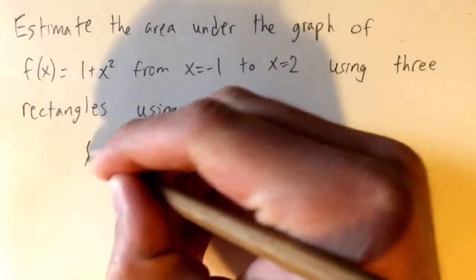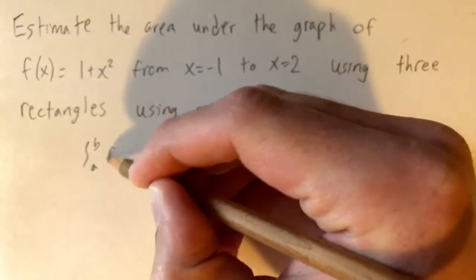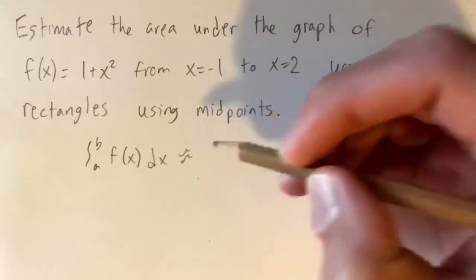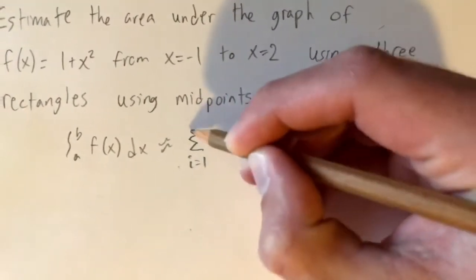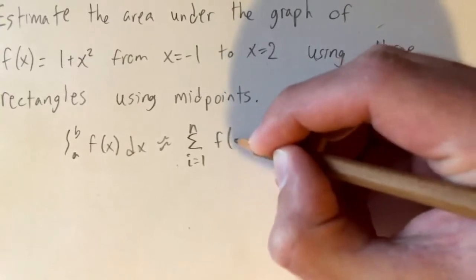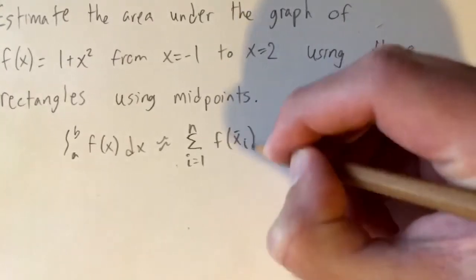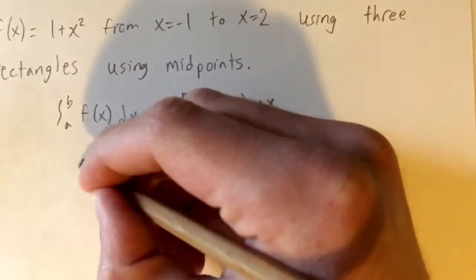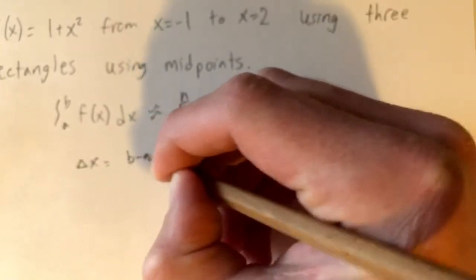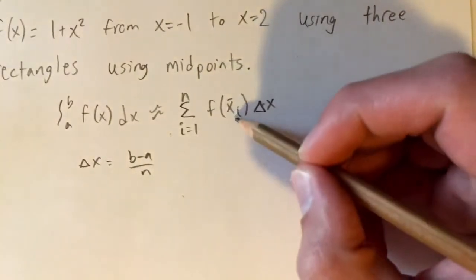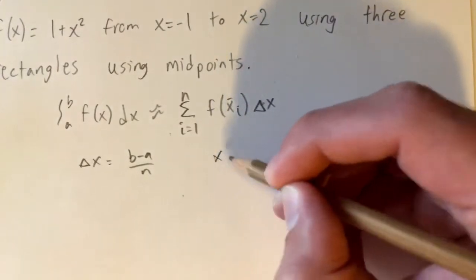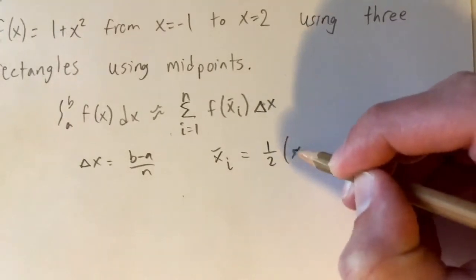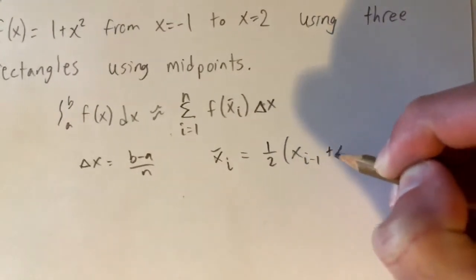So the midpoint rule basically says if we're trying to estimate the integral from a to b of some function f of x, we can do this by instead writing it as the sum from i equals 1 to n of f of x bar sub i times delta x. And you also need to keep in mind that delta x is just going to be b minus a over n. And each of your x sub i bar terms can be thought of as 1/2 times x sub i minus 1 plus x sub i.